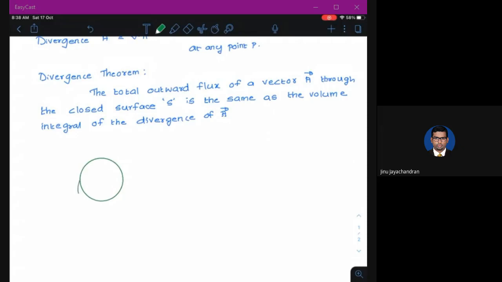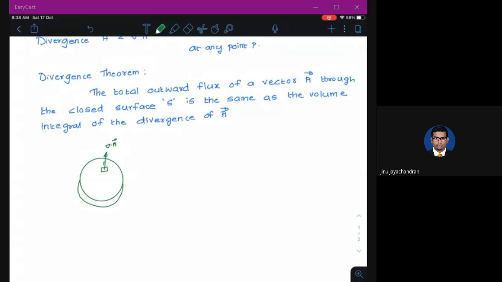Okay, so there is a sphere like this. And in the case of a gradient, you consider a small point P. And the net outward flux to this point P is given by del dot A, where A is the vector through that point, or A is the flux to that point.